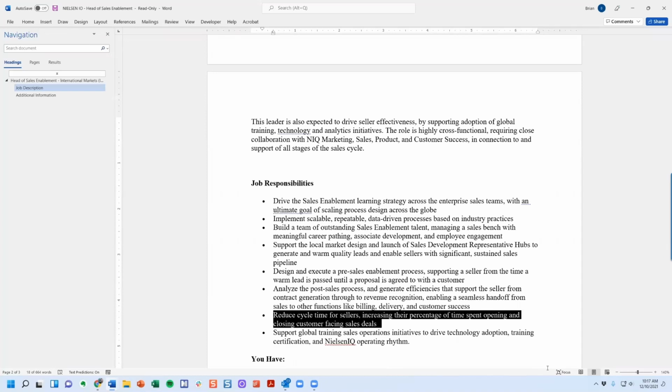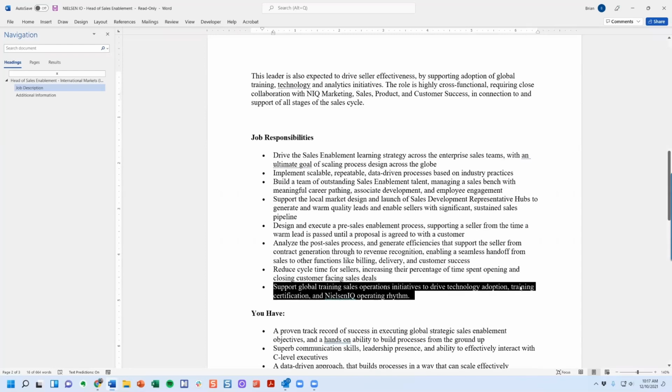It's not go build onboarding and train people. There is a piece of scaling it out. It sounds like there needs to be some regional support, maybe a trainer as well. But this is what's popping to mind as I'm processing this. Because you would also have to support the global training operations initiative to drive adoption. And it looks like they have training certifications. So what are those? What is their operating rhythm? Usually the operating rhythm is what do they do yearly? What do they do quarterly? What do they do monthly? What do they do weekly? It's things like we forecast weekly.